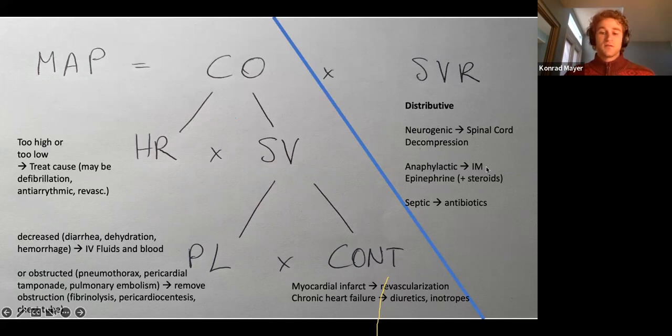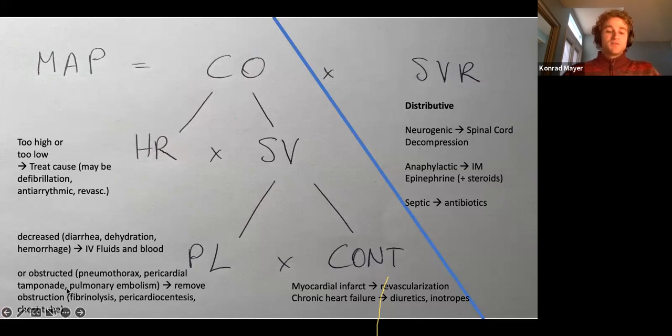On the other side of the formula, if you have a problem with cardiac output, we have to see which part of cardiac output is not working. Do we have a heart rate that is too high or too low? Then we have to treat that with, for example, a defibrillation or antiarrhythmic medication or a revascularization. Do we have a problem with preload? If they have decreased volume, so if they have hypovolemic shock, why do they have it? Do they have diarrhea, dehydration, or are they hemorrhaging? Then we have to give IV fluids, lactated Ringer's, or normal saline, or blood.